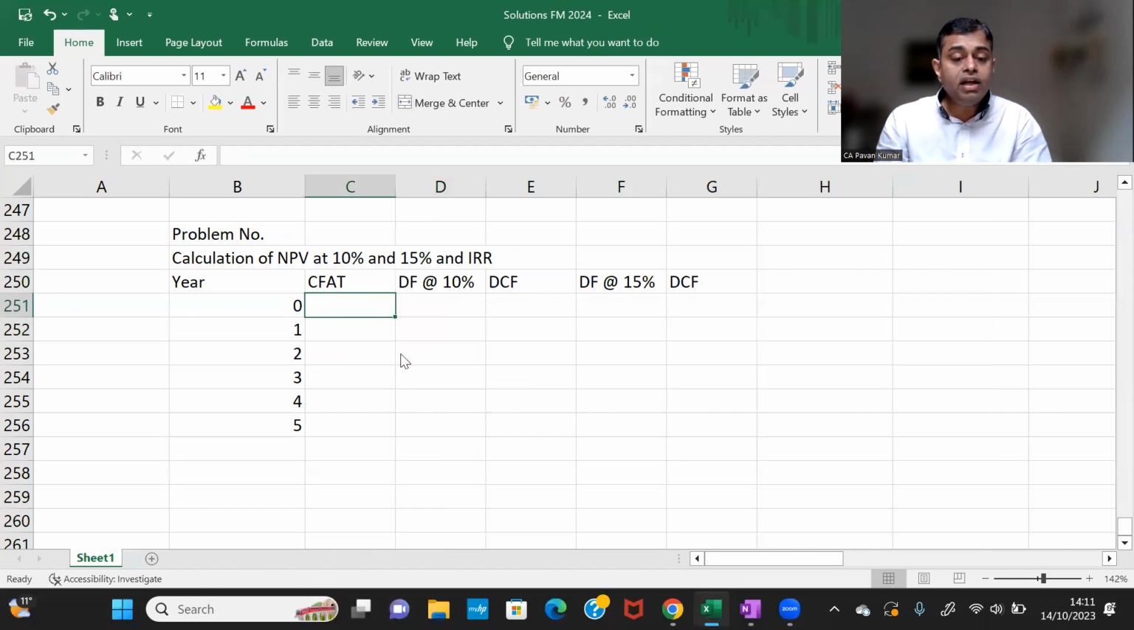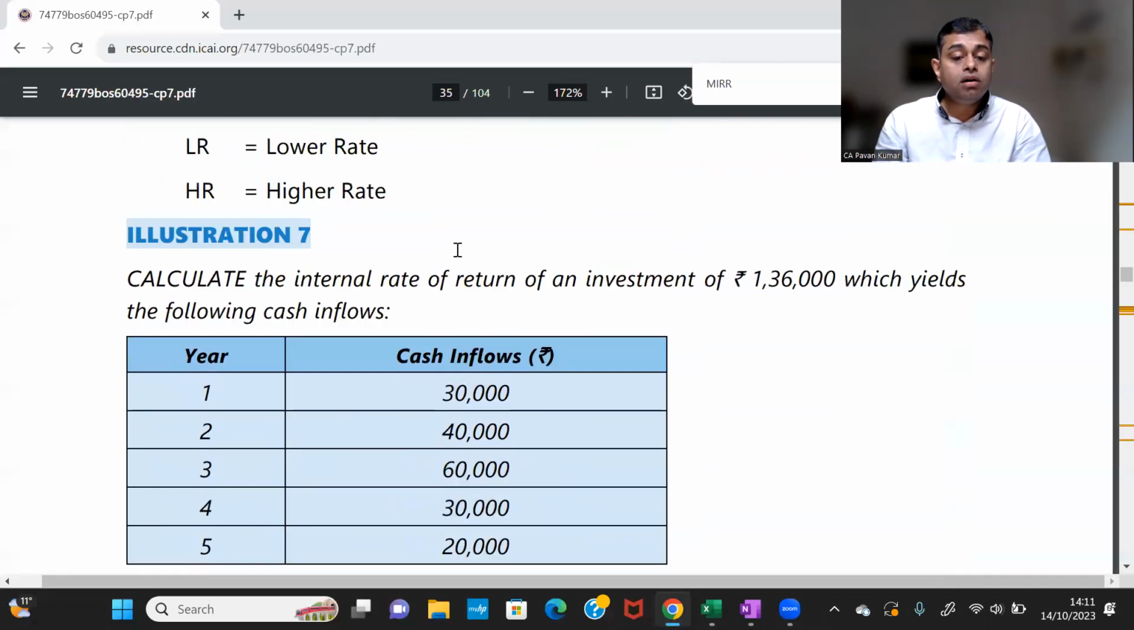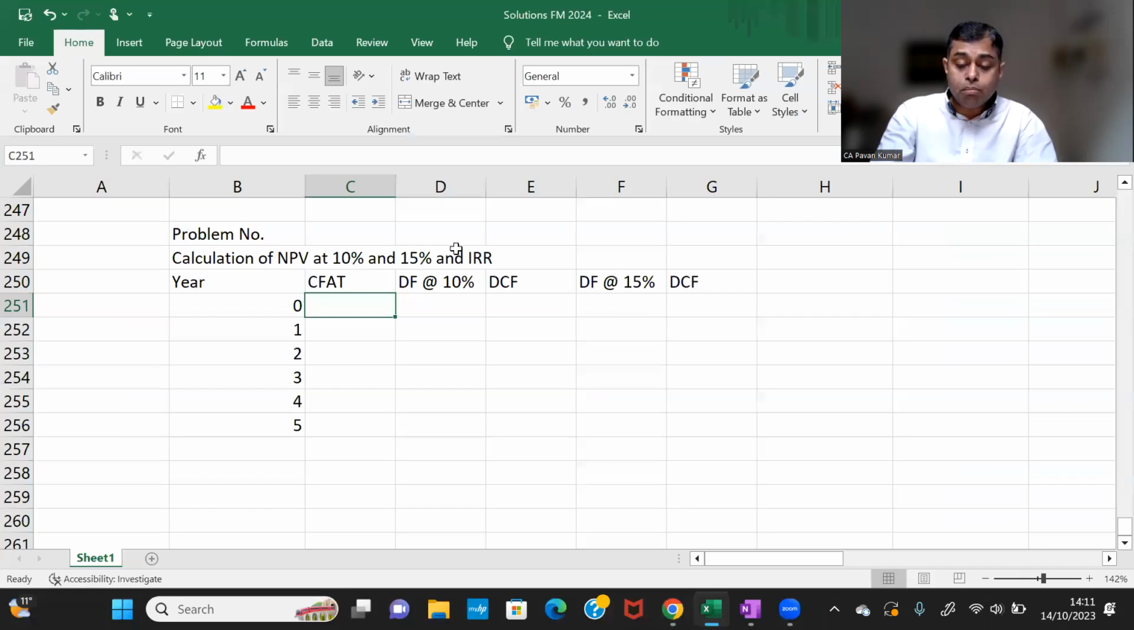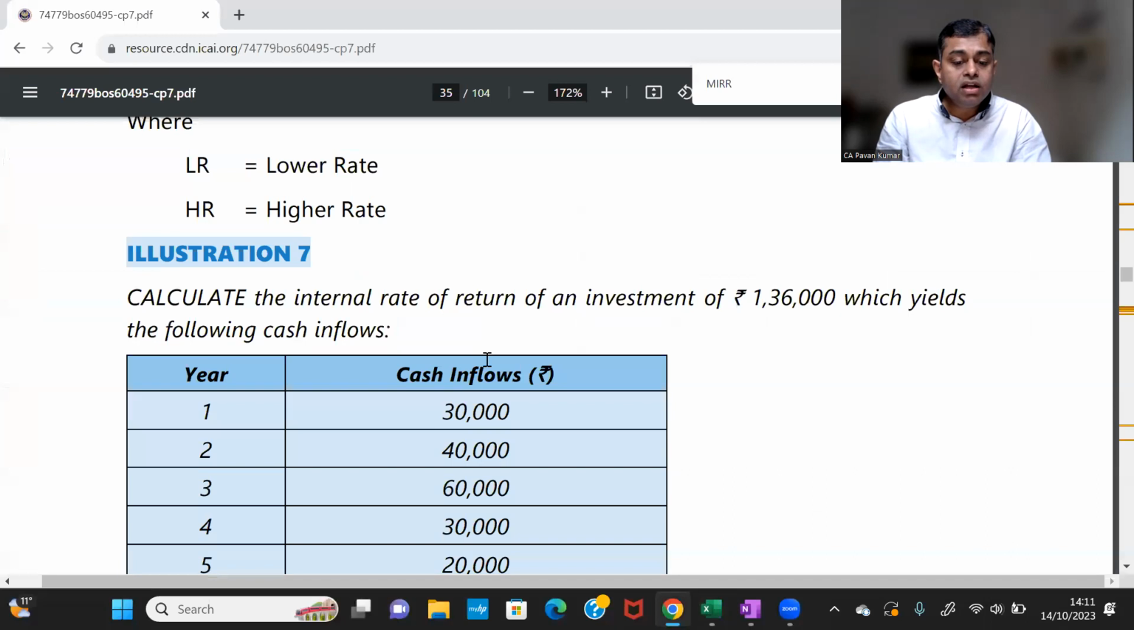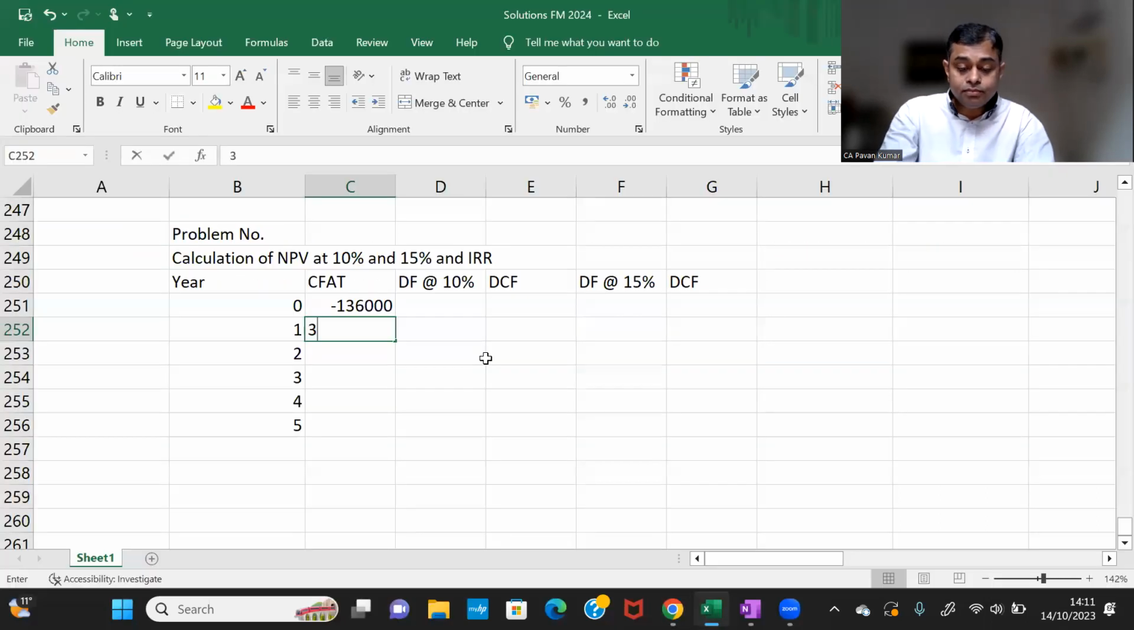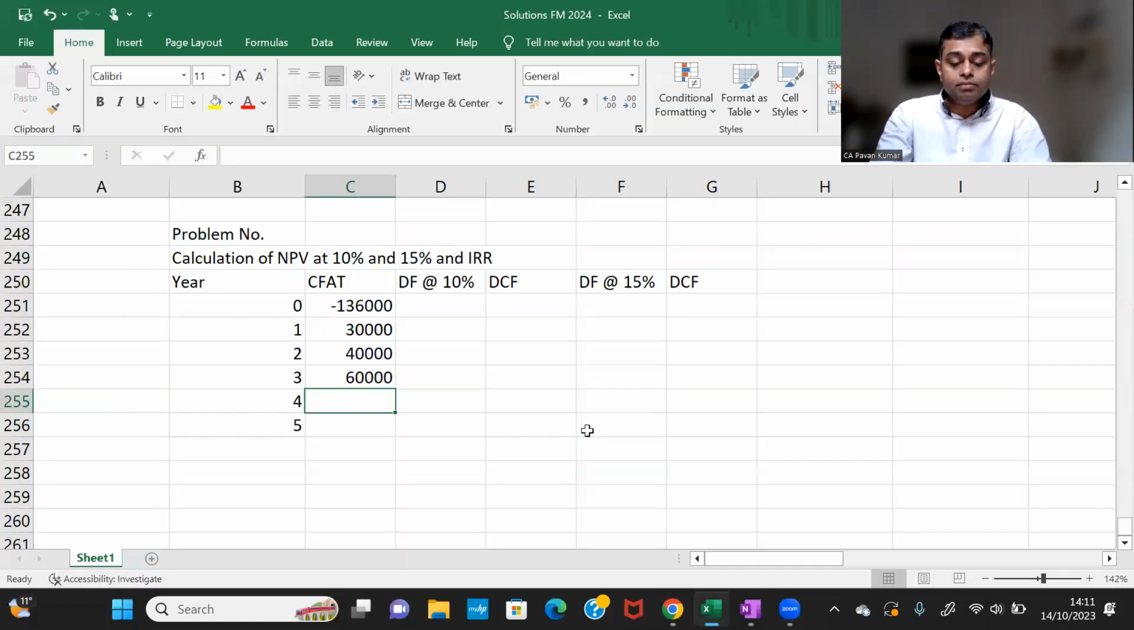So CFAT, how they have given? Outflow is 1,36,000, so minus 136,000. Then 30, 40, 60, 30, 20.